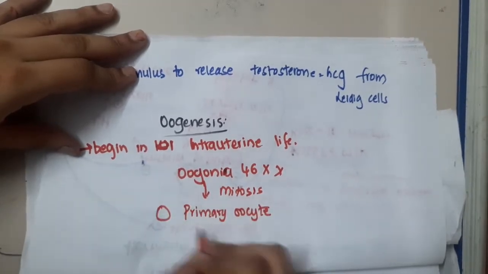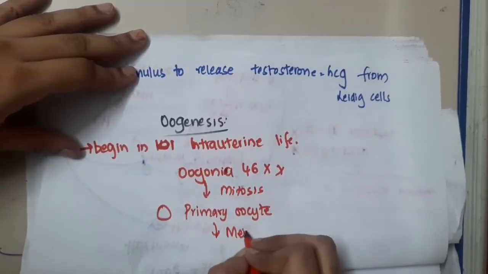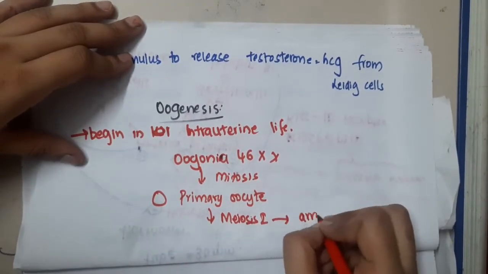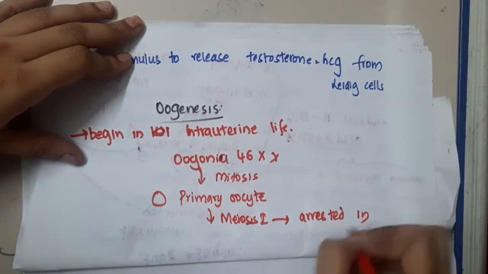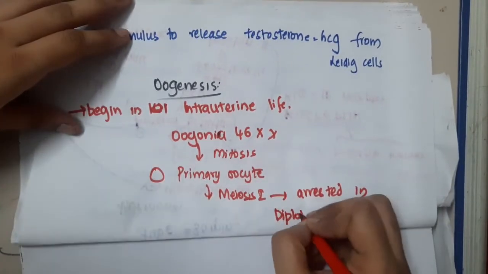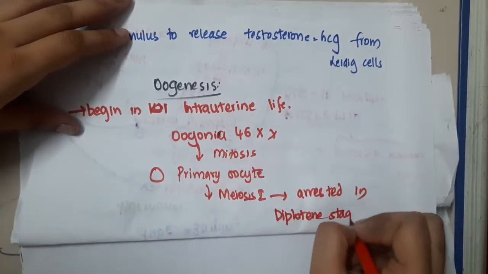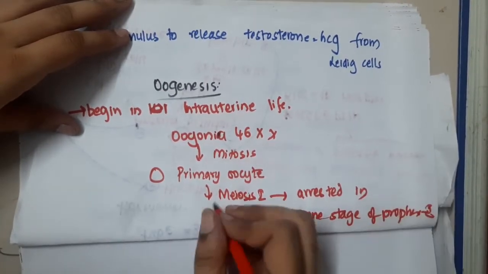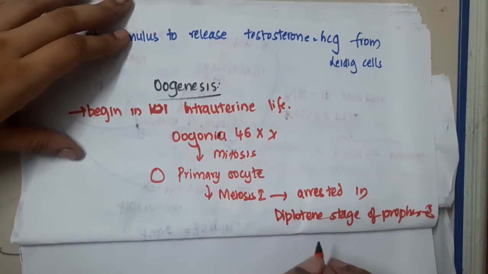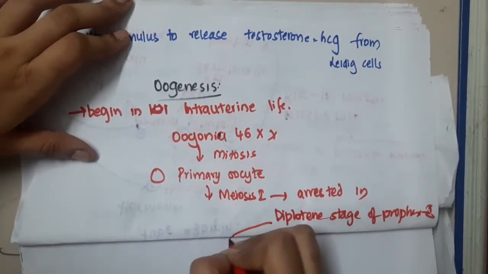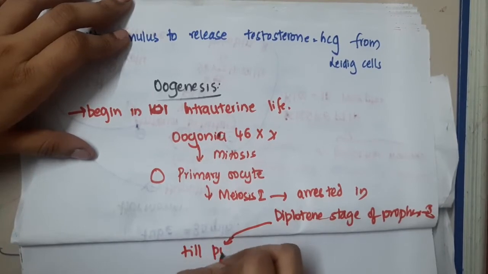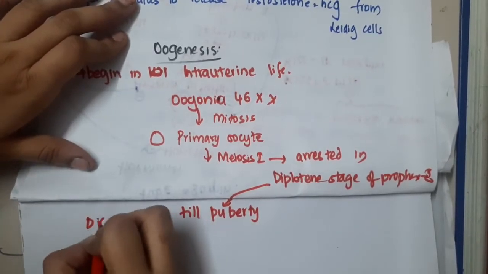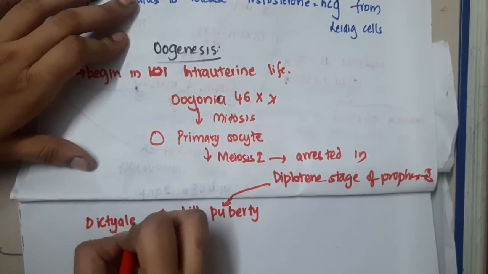This primary oocyte undergoes meiosis 1 and this is arrested in diplotene stage of prophase 1. This arrest remains till puberty. It is arrested in diplotene stage of prophase 1 till puberty. This stage is called the dictyate stage.